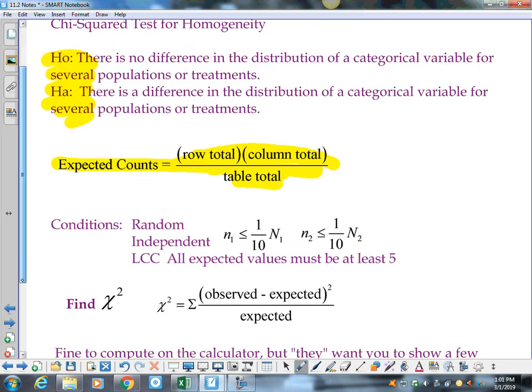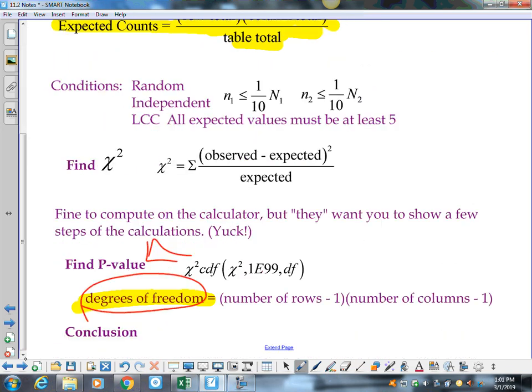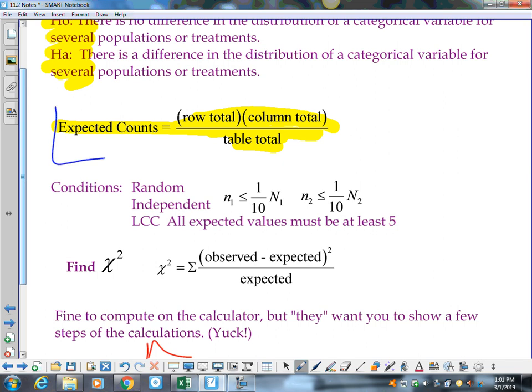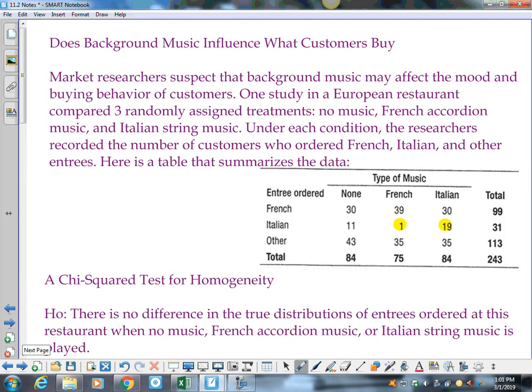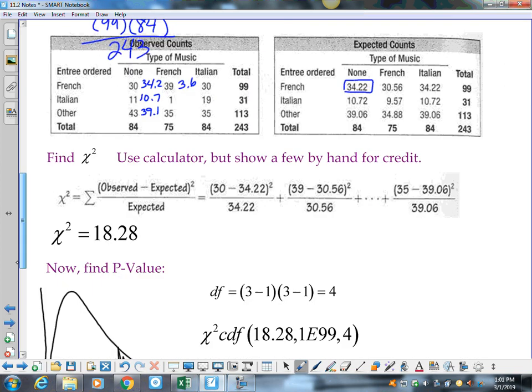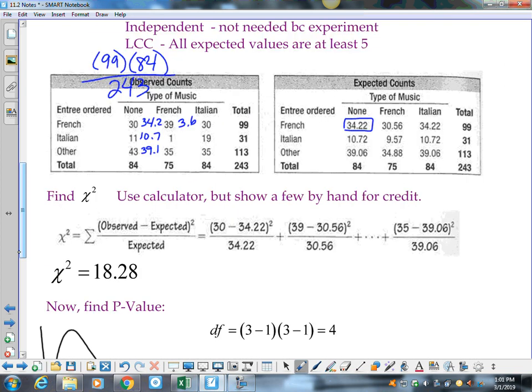You're going to write that, and then you're going to do it. But you don't have to show the numbers for every single one of them for the process. No, they don't expect you to show your work for that. Okay, once I have all my expected counts, then I'm going to find my chi-squared.